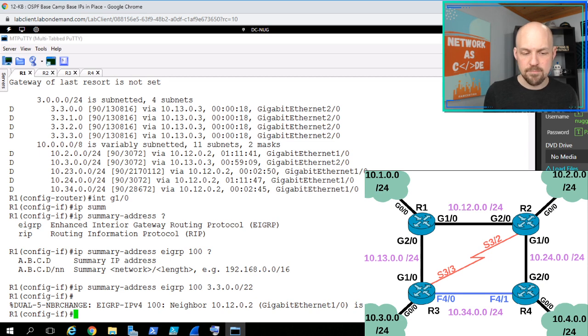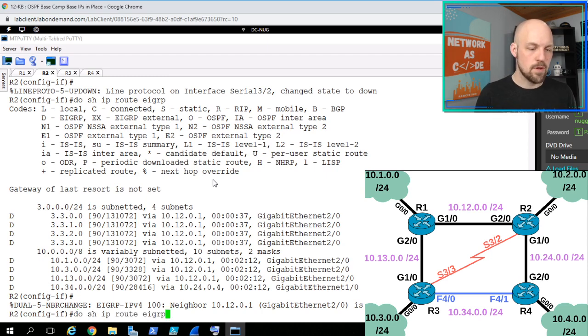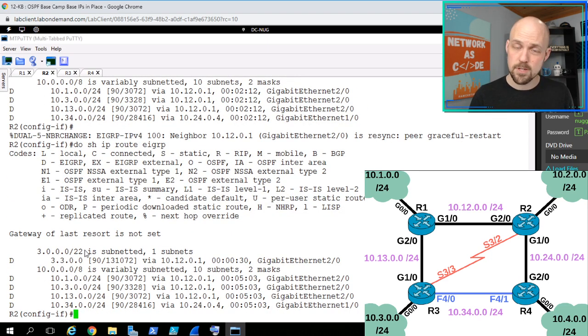Configuring a summary, if it didn't trigger an update to its neighbor, it would not affect the neighbor, right? Remember what we said, EIGRP only sends updates when it needs to. So this is a situation where it needs to send an update, and it just sent one. So let's take a look at router 2 up here, and we're going to run the exact same command and find that it's a little different.